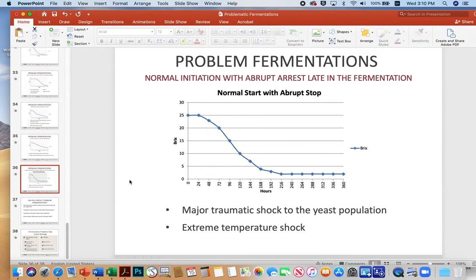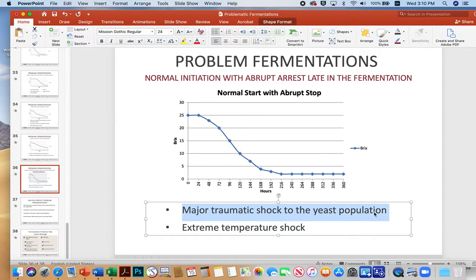In this particular case, there's a normal initiation with an abrupt arrest late in the fermentation. And so the main possibility, again, is a major traumatic shock to the yeast population. So somewhere around here, there was a heat shock or something that happened that changed, and so you didn't get that nice completion of the fermentation. And so again, the yeast population is shocked, and usually that's a temperature issue. And then the Brix just stays consistent.